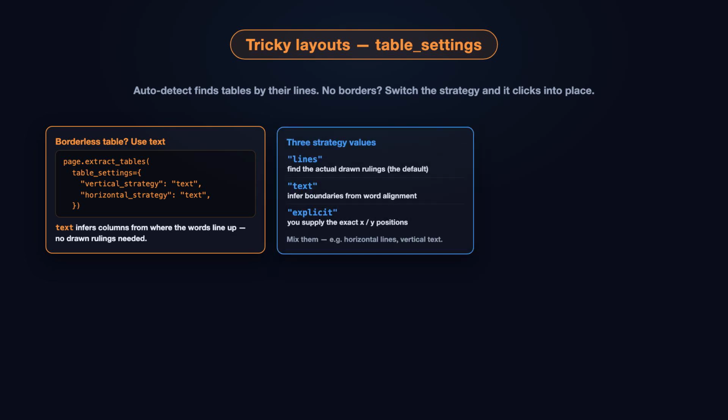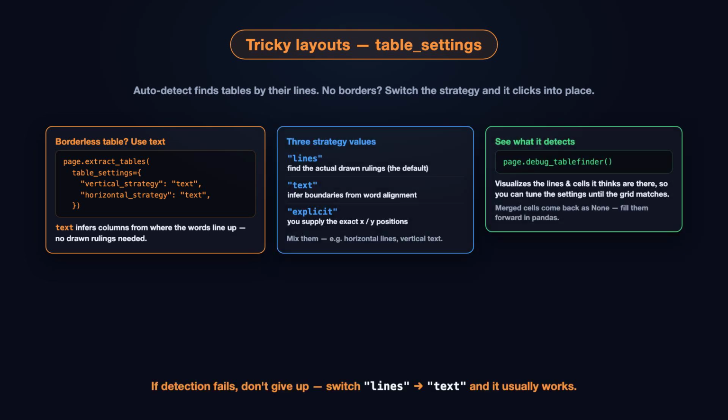Real-world PDFs are not always clean, and sometimes the automatic table finder gets it wrong, it misses a column, or merges two together, or finds nothing at all. The reason is that pdfplumber detects tables by looking for lines, and not every table is drawn with lines. So it gives you control through a table_settings dictionary you pass into extract_tables. The two settings you will reach for most are vertical_strategy and horizontal_strategy, and each takes one of three values: lines, text, or explicit. The default is lines, which means find the actual drawn rulings on the page.